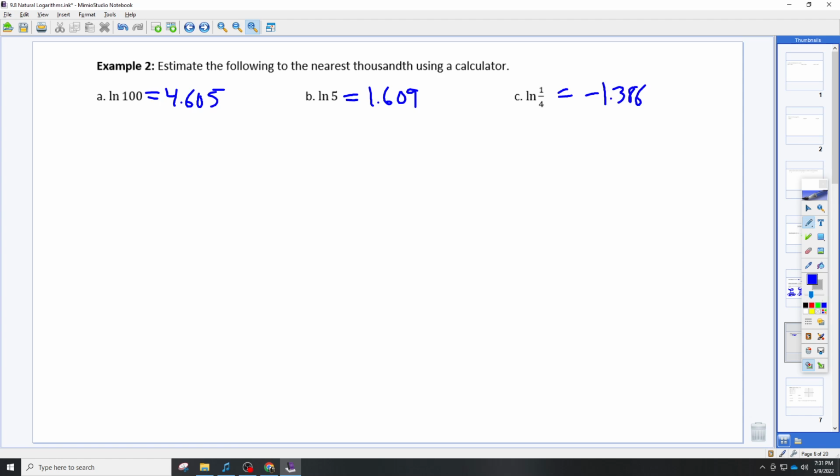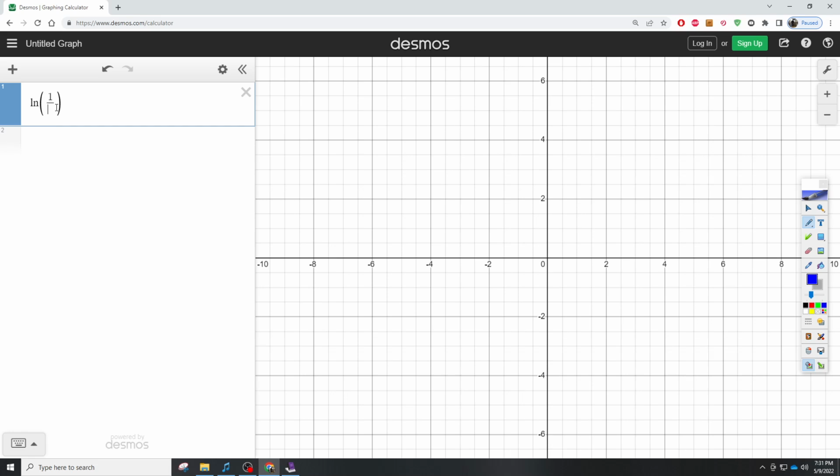And then that's how you do them. You can type them in Desmos. You just type in ln and then the number. This particular case in part C, I had to put in parentheses to see the 1/4. Or you could have used 0.25. I guess it didn't really matter. Let's delete this. 0.25. Still negative 1.386.